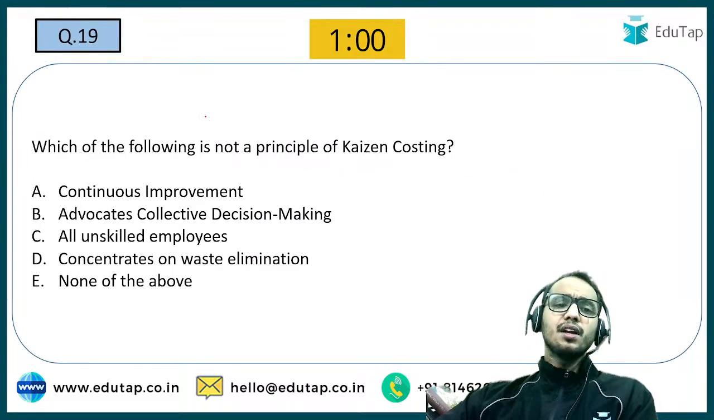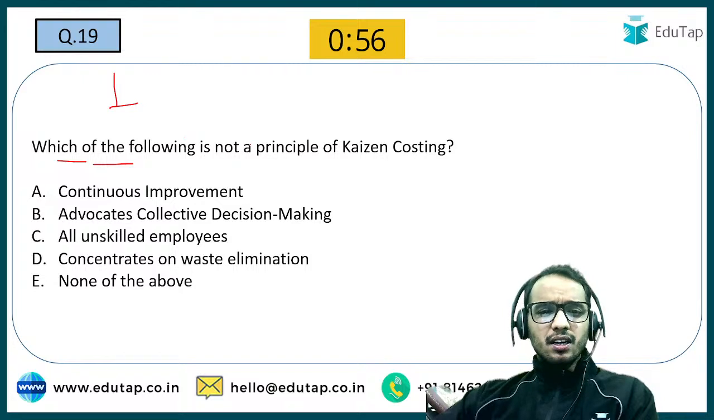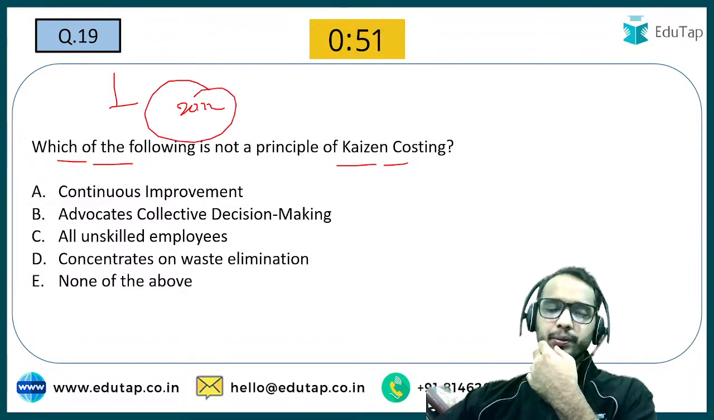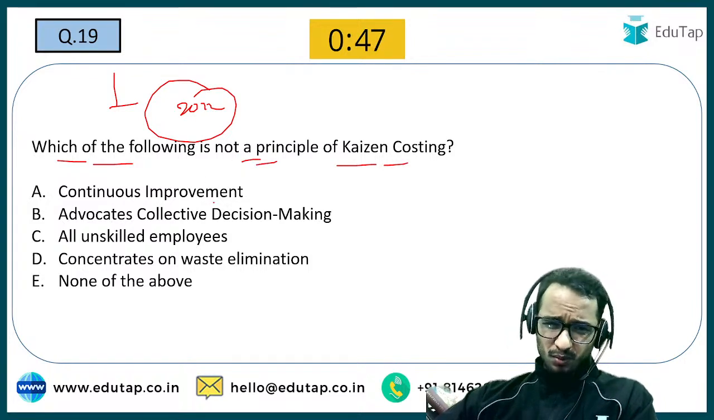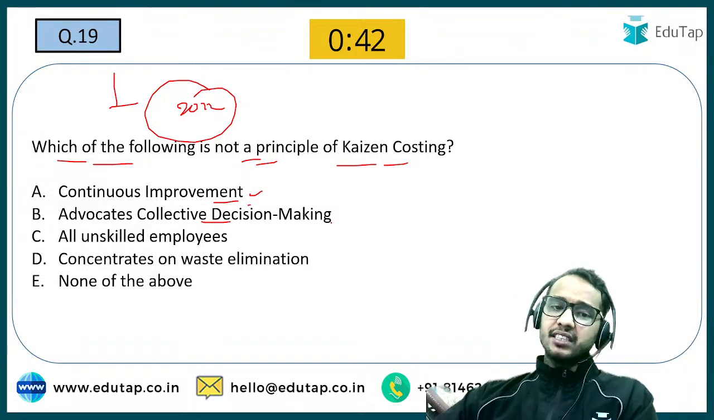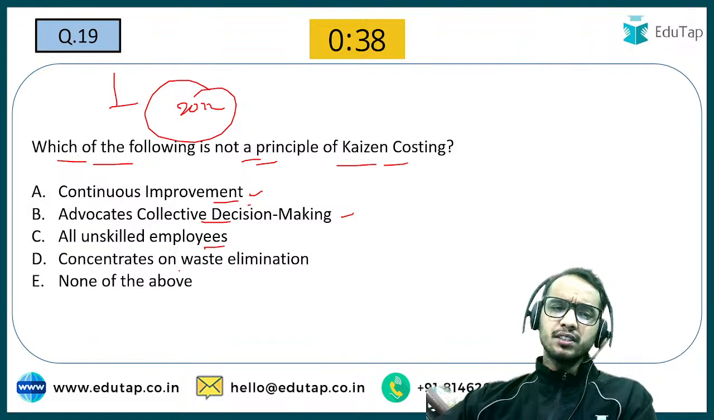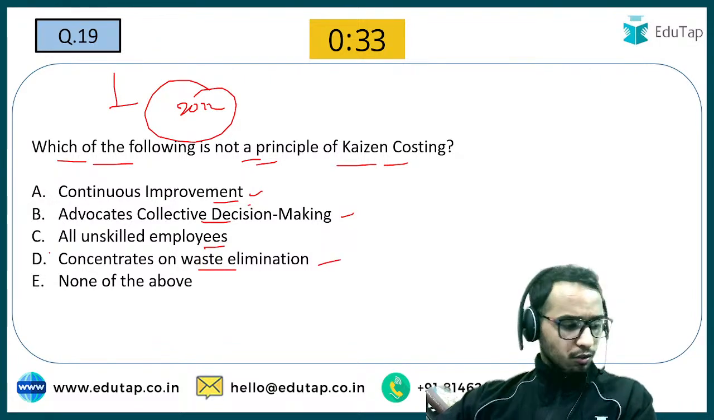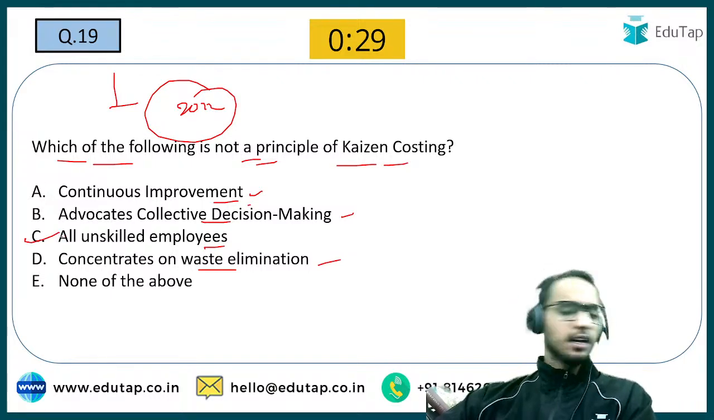Now question number 19 says, which of the following is not a principle of Kaizen costing? It has been asked in the 2022 SEBI. Continuous improvement. It advocates collective decision making. It is also a principle of Kaizen accounting. All unskilled employees concentrate on waste elimination. I have got the answers from everyone. Option number C would be the correct answer here.